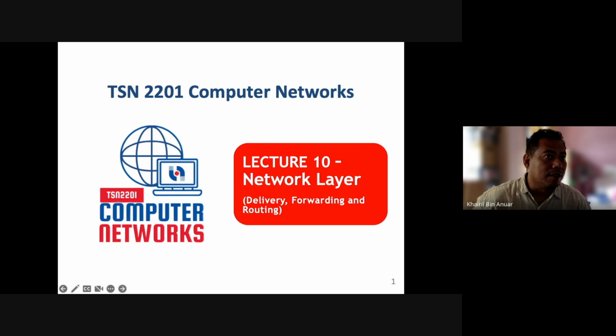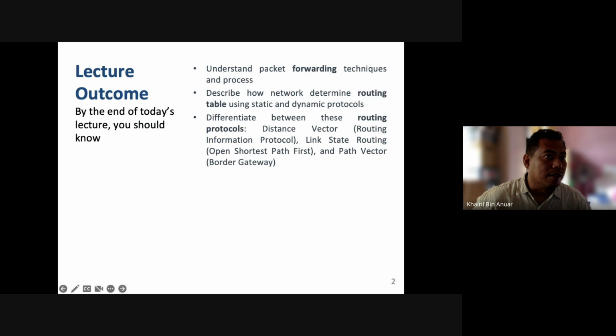If you have a router, then you need to do some routing setting so that you're able to route the packet to the specific network that you want to be connected to. The purpose of today's session: understand packet forwarding techniques and the process, and describe how networks determine the routing table using static and dynamic protocols.